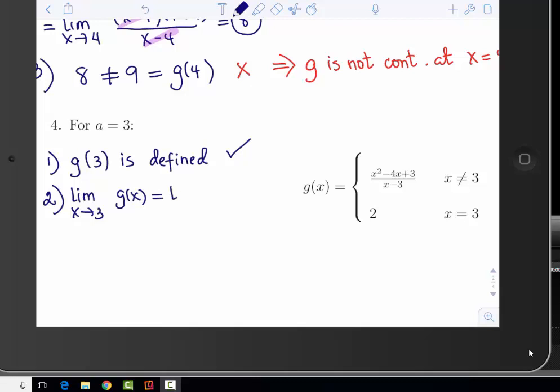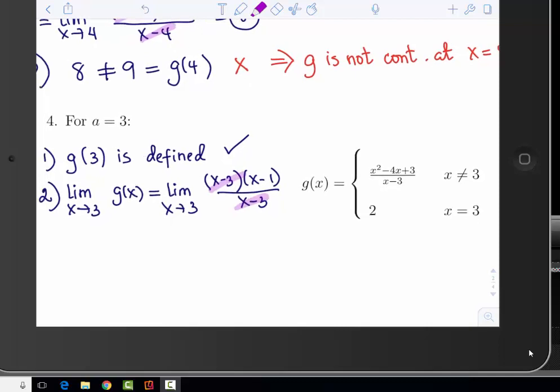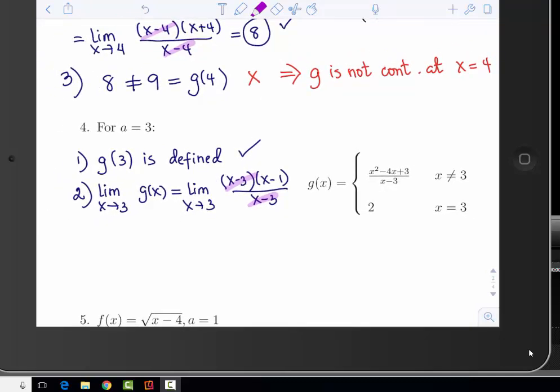Again, this is a case of a removable discontinuity. Okay, so if I plug in 3 on top and bottom, I'm going to get 0 over 0. So the top factors nicely. What do we get? x minus 3 times x minus 1, right? Over x minus 3. We're going to cancel out this term right here. Now we can evaluate the limit. 3 minus 1 is equal to 2.